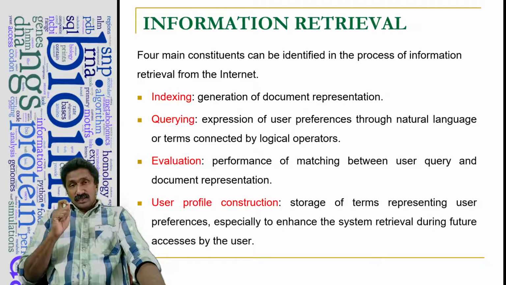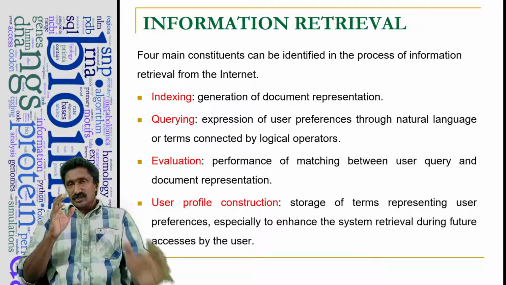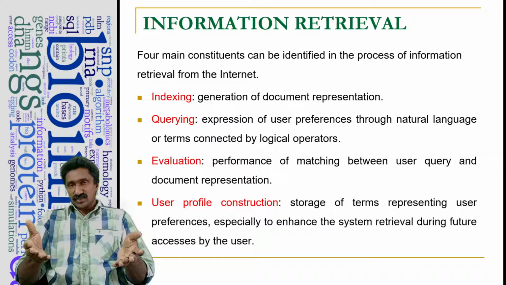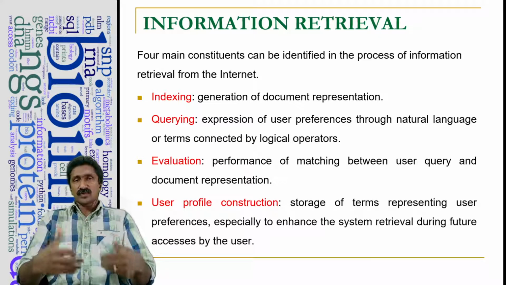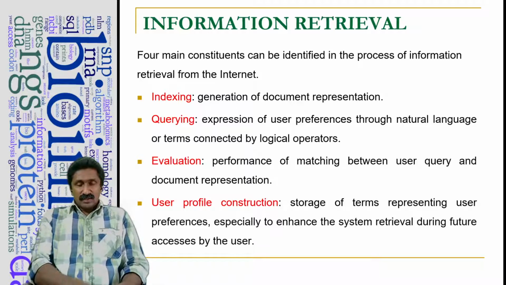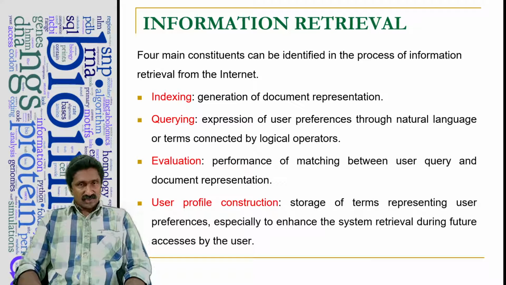Now, querying is the second term. Querying is an expression of user preferences through natural language or terms connected with logical operators. So querying is the actual process of submitting the search. For example, you can give a search term like COVID-19 in Kerala. So "in" will be ignored. COVID-19 and Kerala can be treated as two separate search terms generally.